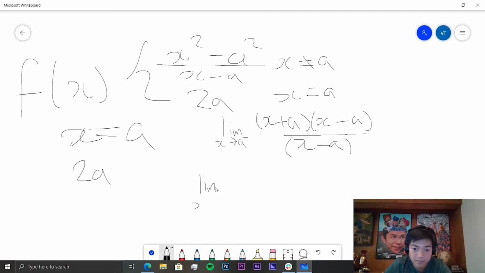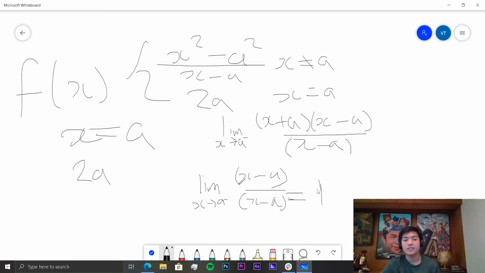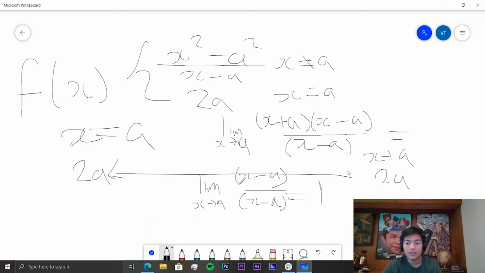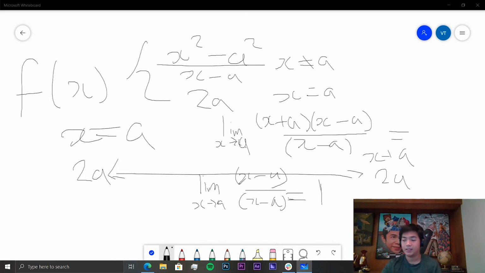tending to negative a, of (x minus a) over (x minus a) is equal to 1. Because even though it never reaches this value, it will approach 1. And so this limit should therefore tend to x plus a, in this case 2a. This is true not just for the negative approach, but for the positive approach too. As these two values are equal, that means that this function is indeed continuous at this point.